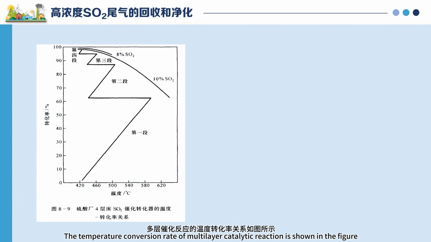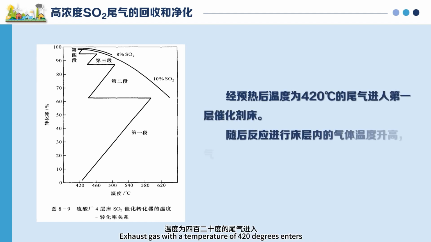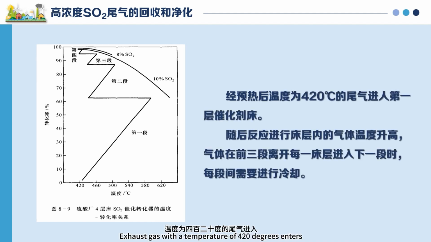The temperature and conversion rate of the multi-layer catalytic reaction are shown in the figure. After preheating, exhaust gas with a temperature of 420 degrees enters the first catalyst bed. The reaction then proceeds and the gas temperature in the bed rises. The gas leaves the first 3 stages, and before each bed enters the next section, cooling needs to be carried out.